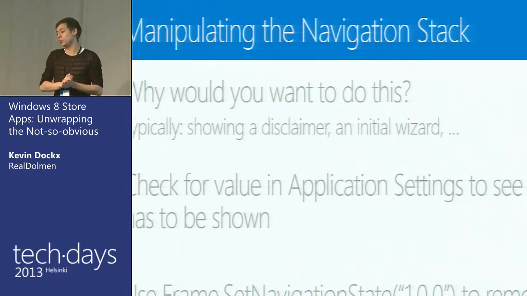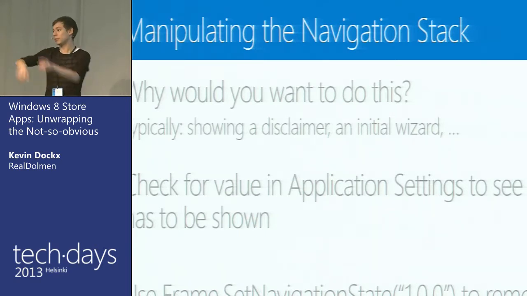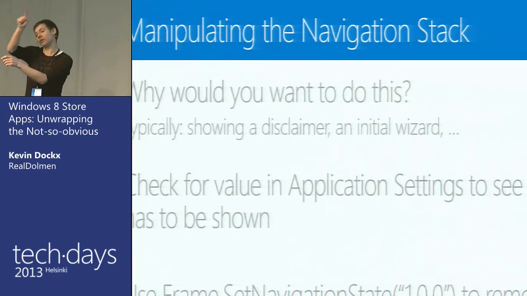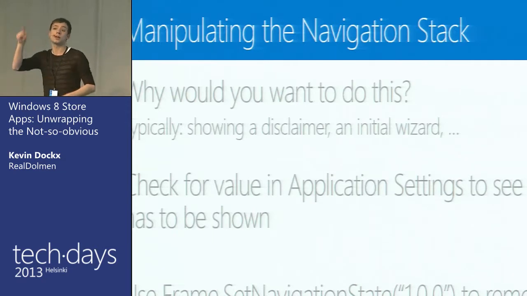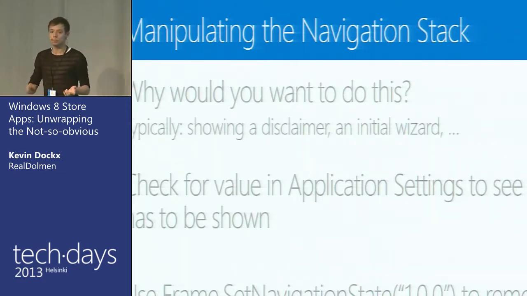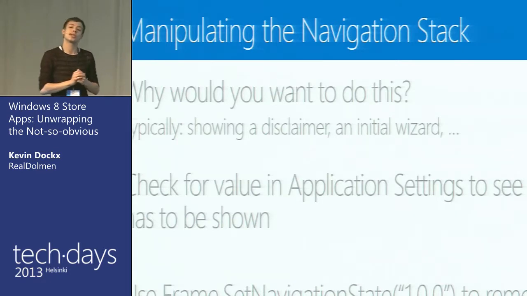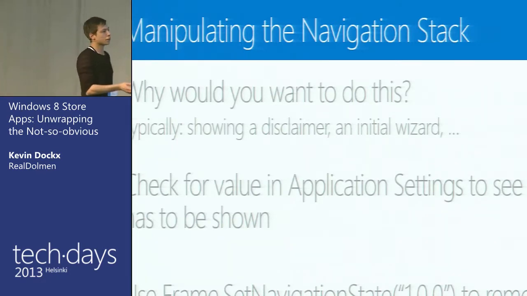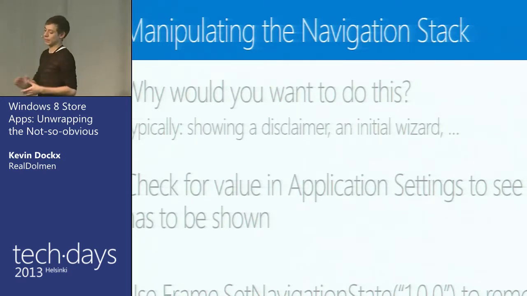So if you do not do anything, your user will go to his first screen. He will accept the disclaimer. He will go to the main screen, and then he will see the back button, and he can go back to the disclaimer. That's not really the best user experience. So to solve this, we can actually manipulate the navigation stack, reset it, so the disclaimer page isn't in there anymore, and the back button won't show anymore.